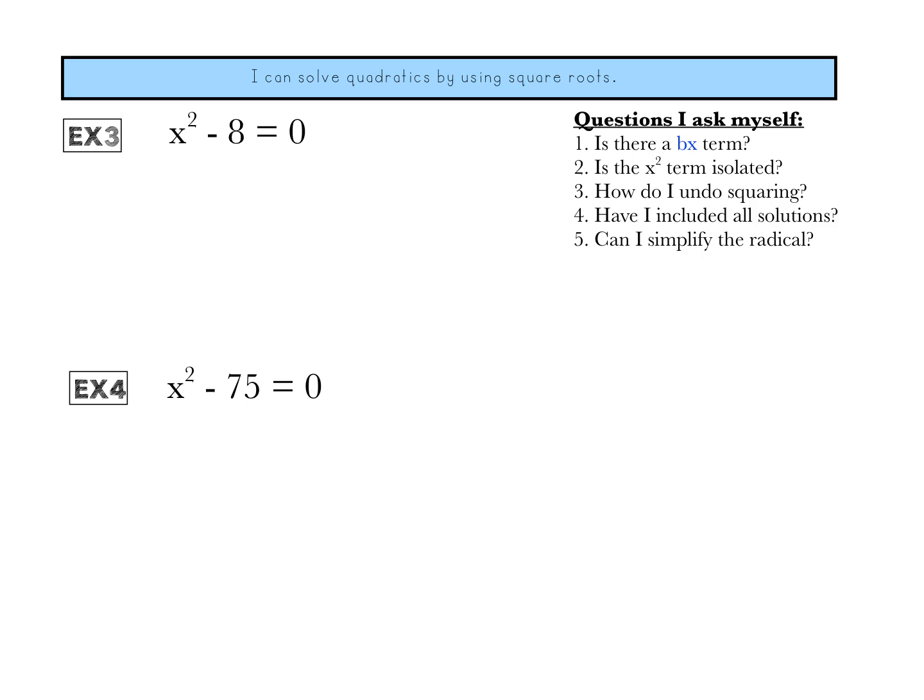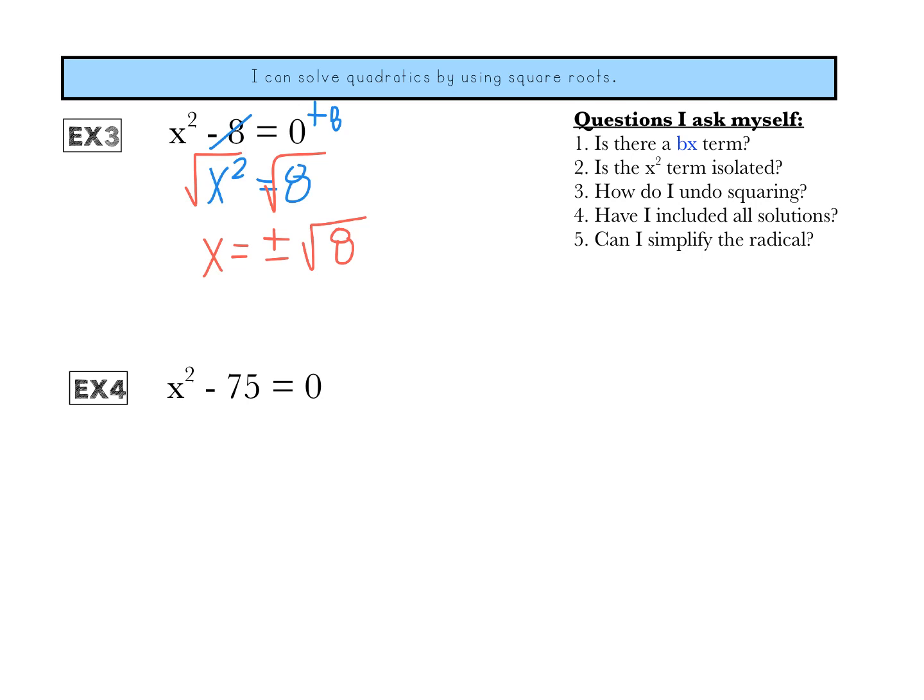All right, so example 3. Is there a bx term? No. I still have my quadratic term and my constant term. Is the x squared term isolated? So when I look at this, I have x squared minus 8. So it's not isolated. So I'm going to add 8. So I have x squared equals 8. All right, how do I undo squaring? Well, I'm going to square root both sides. So x equals, and I can't forget I have a positive and negative square root of 8.